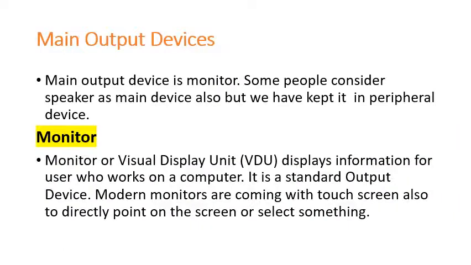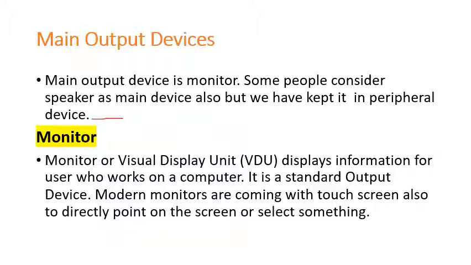Main output device. Here we will discuss the main output device. Main output device is monitor. Some people consider a speaker as main device, but we have kept it in peripheral devices because we can work in a computer without a speaker also. So let's discuss the monitor.